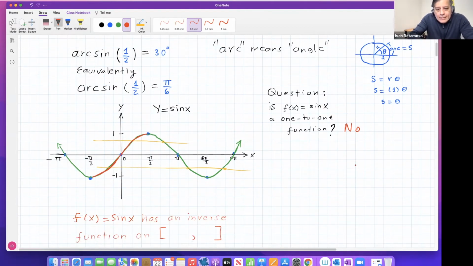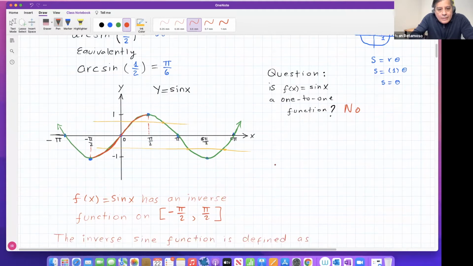So mathematicians decided to take this piece, this interval, from -pi/2 to pi/2, in order to be able to invert this sine function, because as a whole, we saw that it's not one-to-one. F of x equals sine of x has an inverse function on -pi/2, pi/2. Over this interval, the sine function is one-to-one. Let's mark it here. Very good.